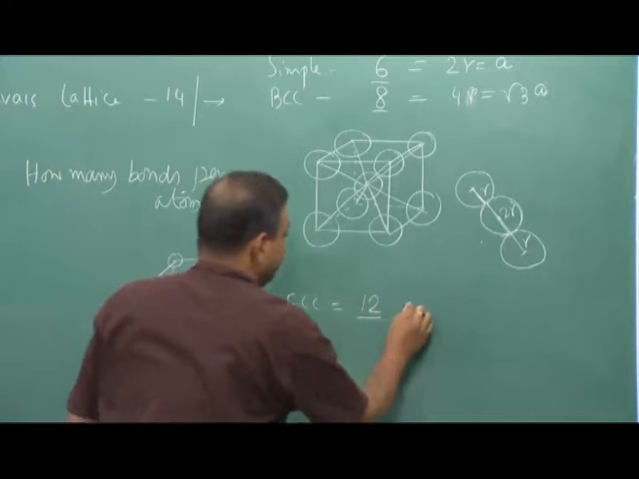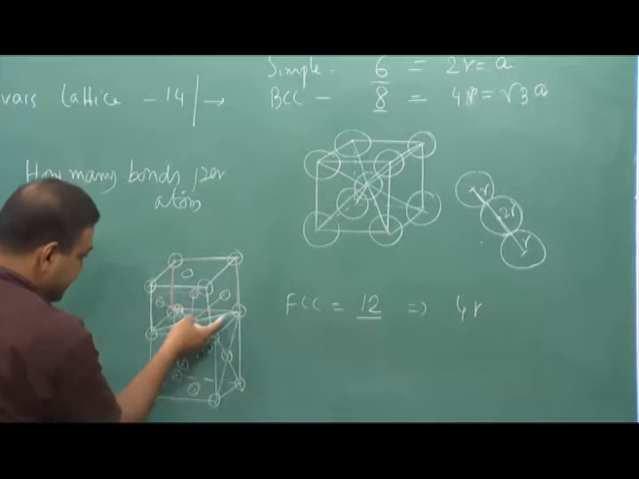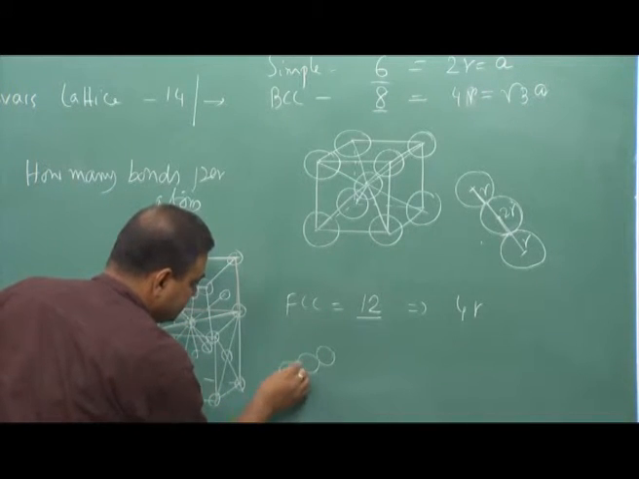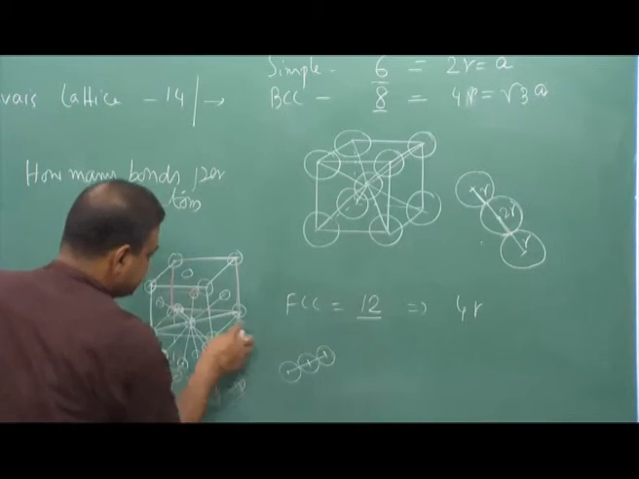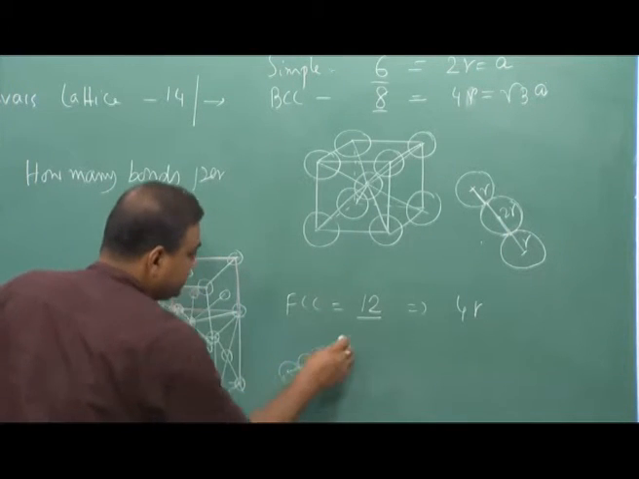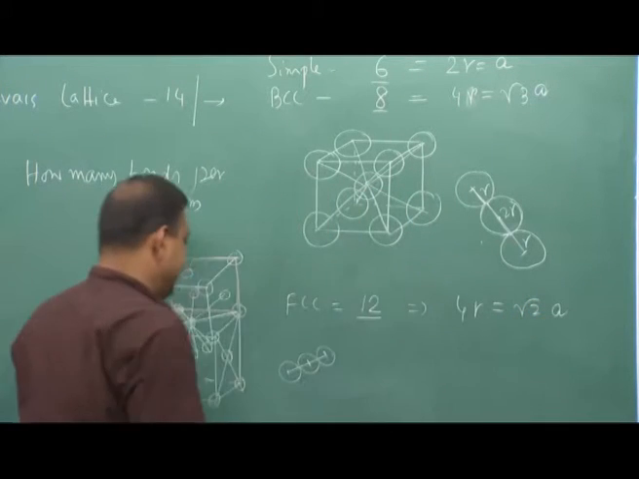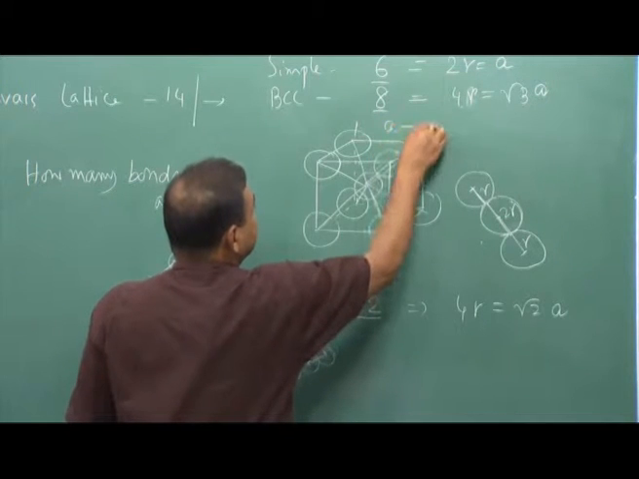Similarly, for FCC, 4R again, because if we try to see this atom, this atom is connected to the center of this atom and this atom. So, this is 4R is equal to root 2 a. So, a is nothing but the lattice parameter.